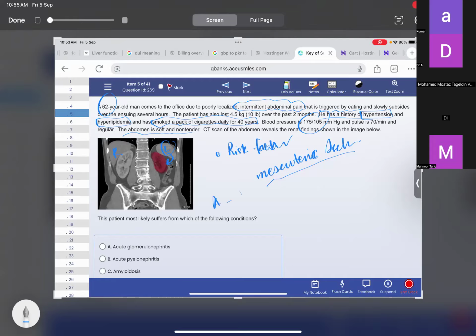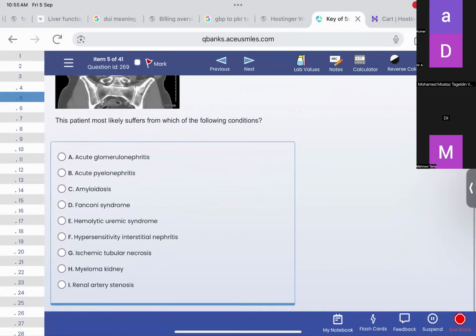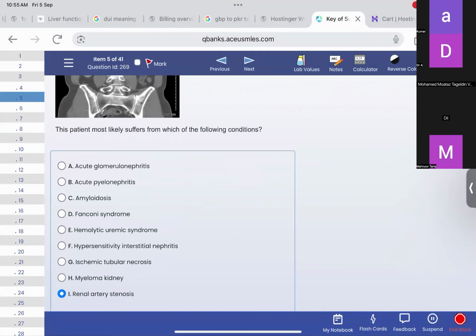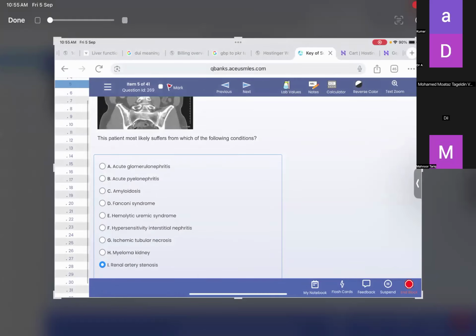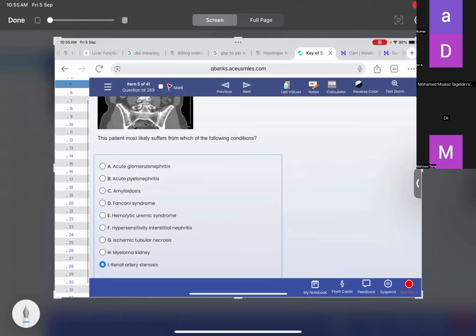Atherosclerosis causes renal artery stenosis in adults, and the patient is 62 years of age. So our answer is renal artery stenosis. I would like to briefly go through the other questions.